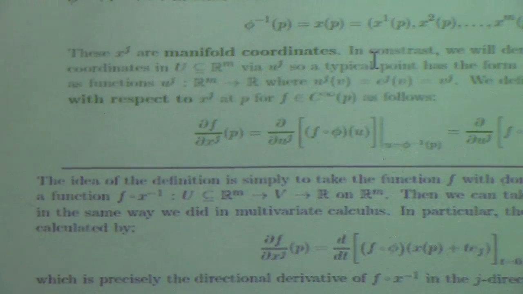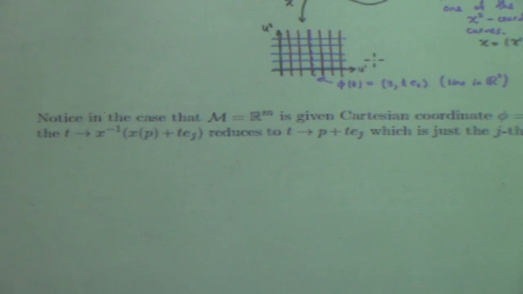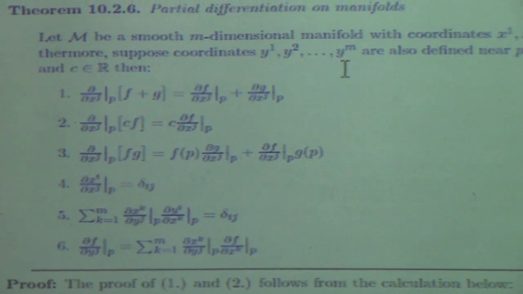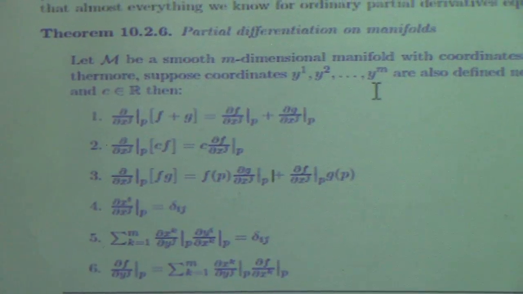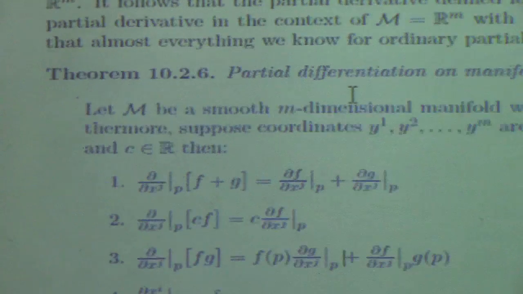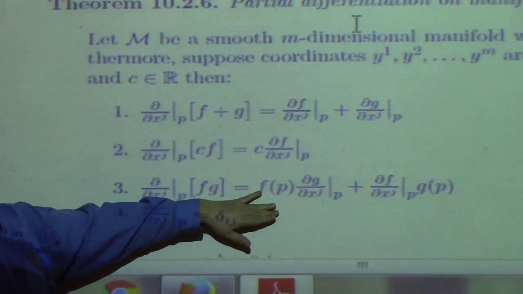Sorry. So this was the definition I gave you guys just a second ago. Here are the properties of partial differentiation with respect to a manifold chart. The derivative of a sum is the sum of the derivatives. You can pull constants out. You've got the Leibniz rule, right?